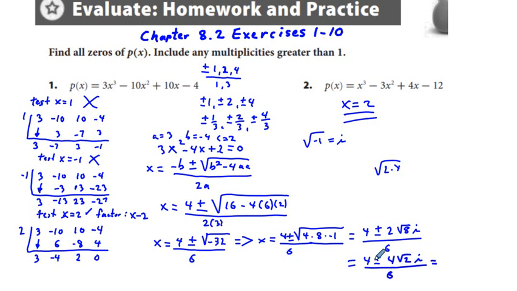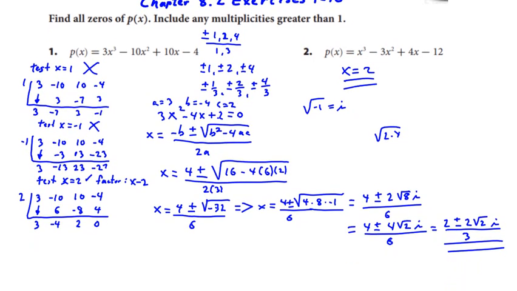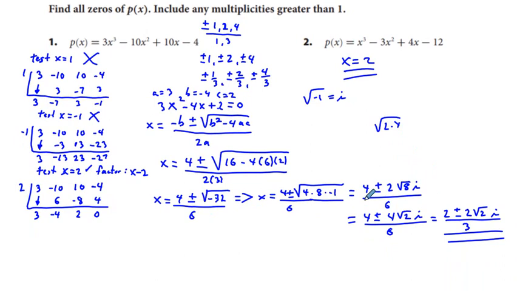And so that's going to simplify to this 4 over, this is going to be 2. We divide 4 by 6, that's going to simplify to 2/3. So we're going to have 2 plus or minus 2 square root of 2 i, and that's going to be all over 3. And so that's going to be our complex zeros in the lower right corner. Here, just raise it up, take a little bit better look at it here. And then we have our real zero here, x equals 2. Okay, so that's that one.